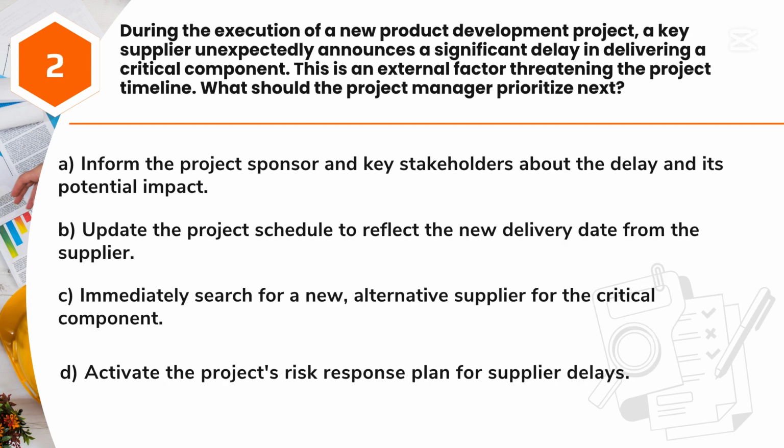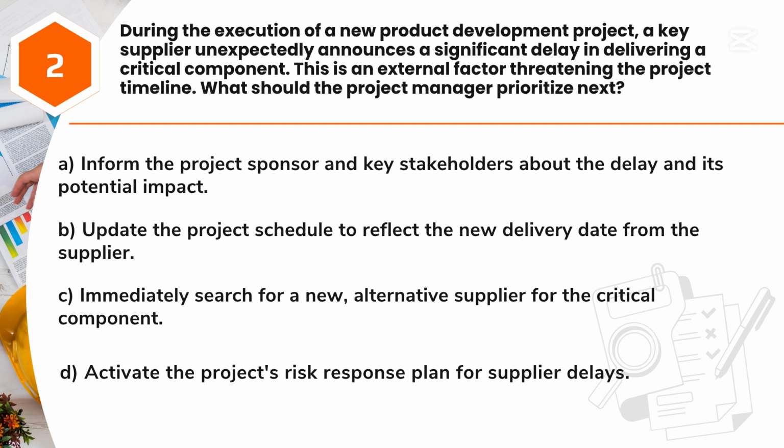Question 2. During the execution of a new product development project, a key supplier unexpectedly announces a significant delay in delivering a critical component. This is an external factor threatening the project timeline. What should the project manager prioritize next?